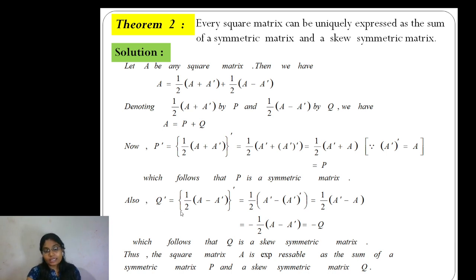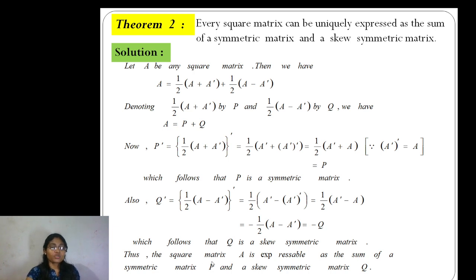Also Q dash, that means Q transpose, equals half into A minus A transpose whole transpose, equals half into A transpose minus A transpose whole transpose, equals half into A dash minus A, equals half into minus, taking minus common, minus half into A minus A transpose, equals minus Q. So Q transpose equals minus Q. This is a skew symmetric matrix. Q is the skew symmetric matrix.